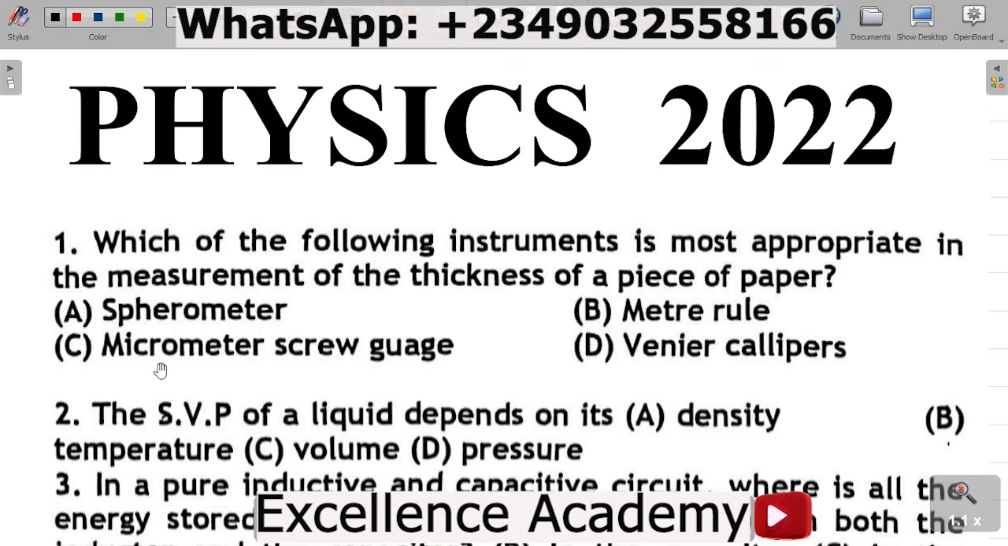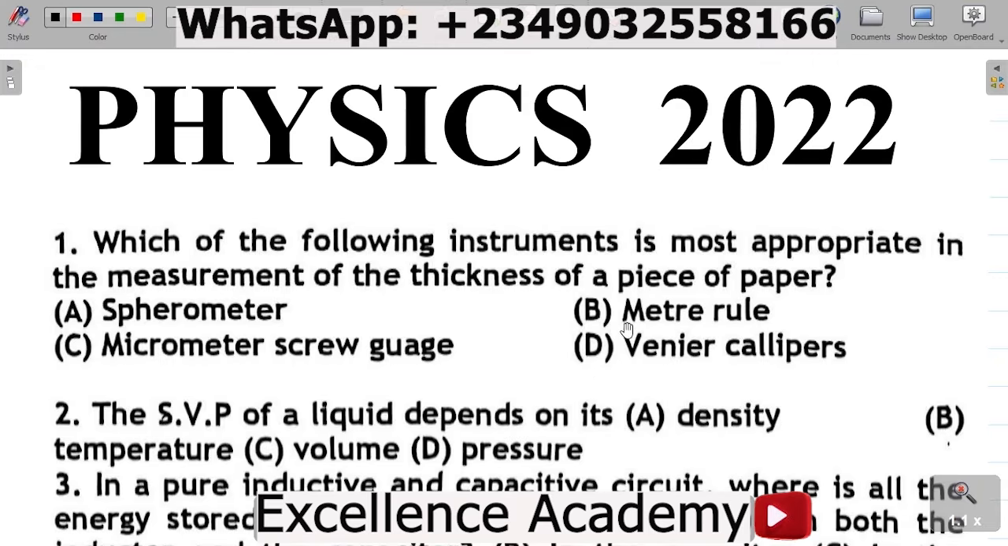Option C says micrometer screw gauge. The micrometer screw gauge is used to measure lengths that are smaller. So while a meter rule is used to measure lengths that are longer, a micrometer screw gauge is used to measure lengths that are smaller. And then D, vernier caliper. The vernier caliper measures length and also the diameter of an object.